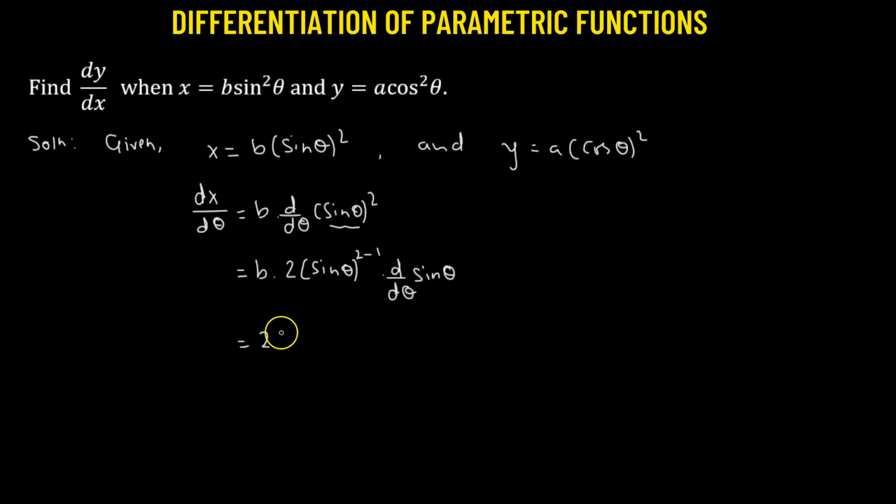This is going to give us 2b multiplied by sine theta multiplied by the derivative of the sine function, which is cosine theta. So let's label this as number 1. So we have obtained the derivative of x with respect to theta.